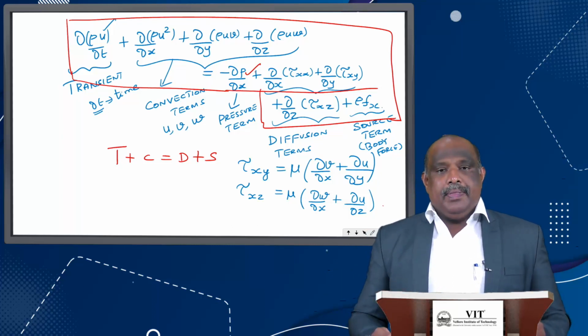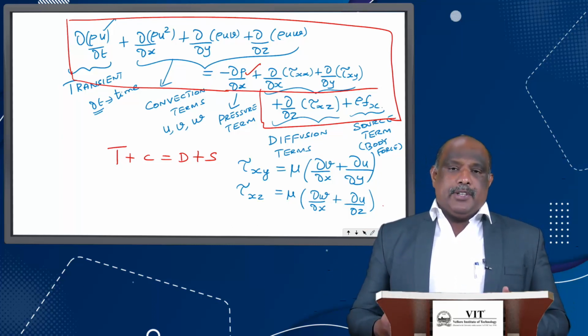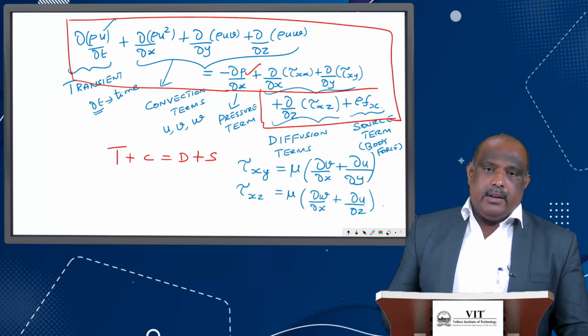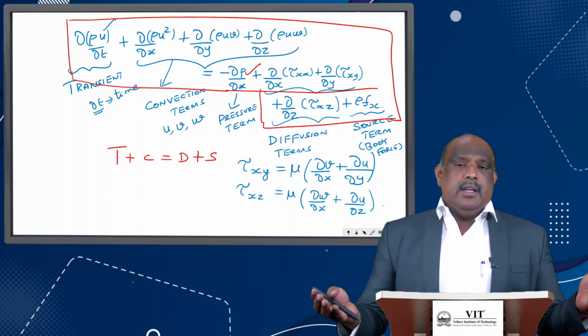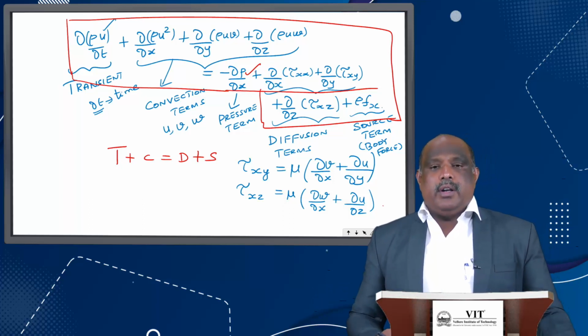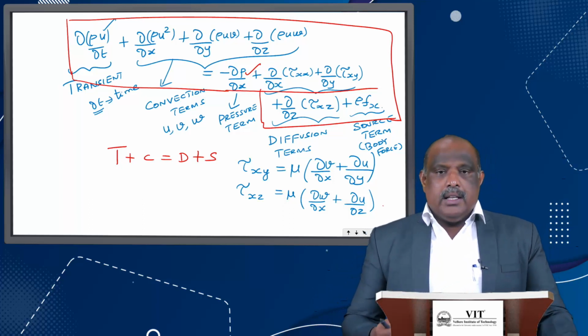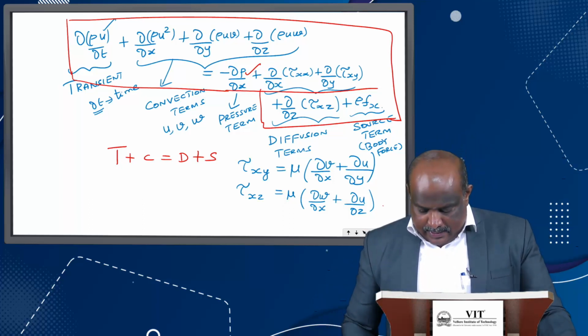As I told you already, this gradient in pressure will drive the flow. Whenever there is a pressure difference, then only the flow can happen. If the pressure is the same, then there is no flow at all. So that we know already. That is from the basic concept of fluid mechanics. That's fine.